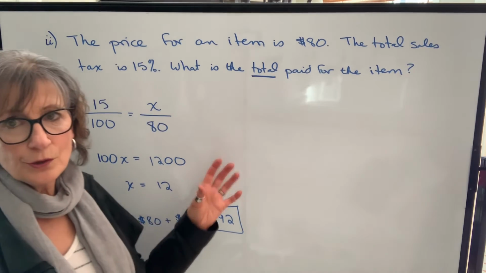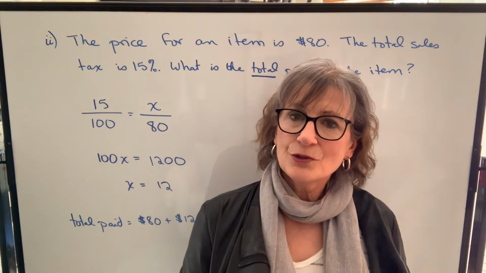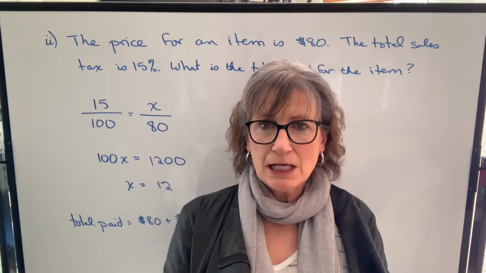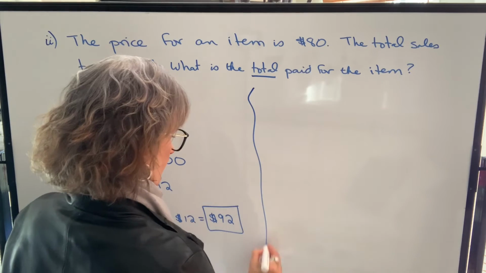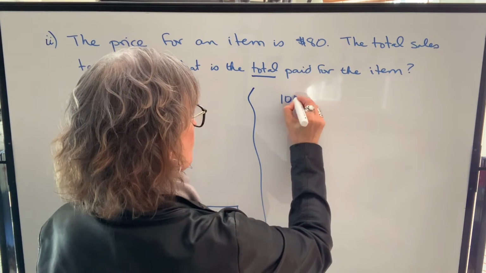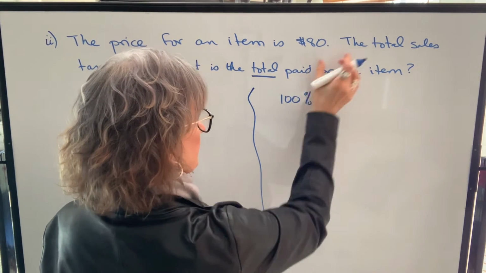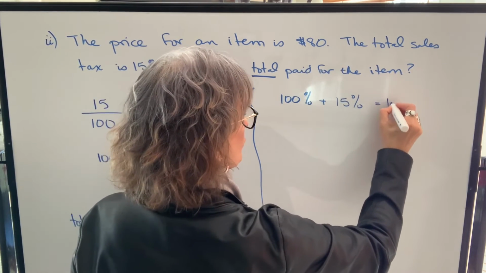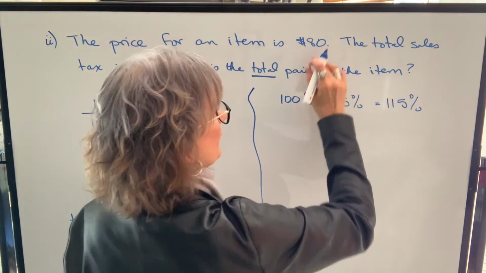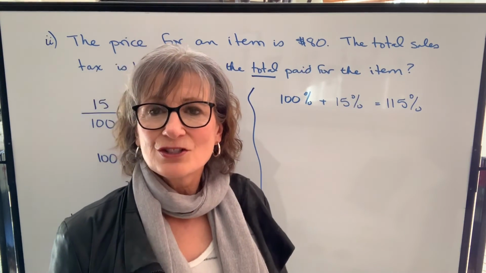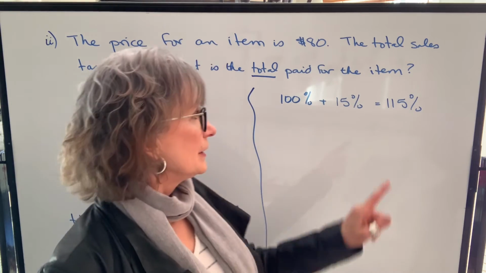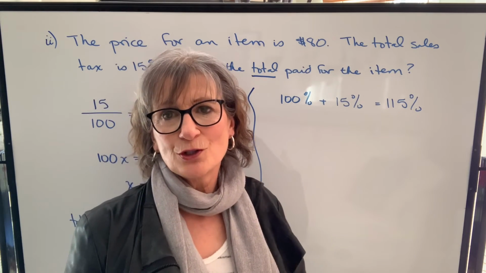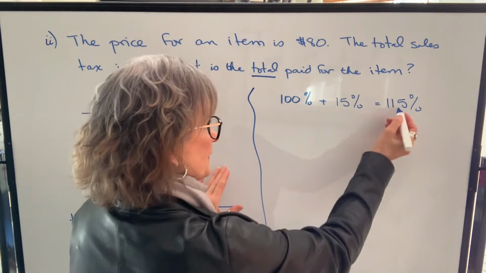So that's one way you could approach this problem, but there's another way you could approach it. If you know that you're going to be paying 15% in taxes, what you're going to be paying is 100% of the price plus 15% of that price. So you're going to be paying a total of 115% of $80. So you could set it up in a proportion using 115%. And when you get 115% of 80, that's going to be your total price paid. So percent goes over 100.